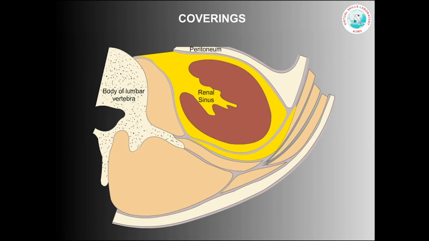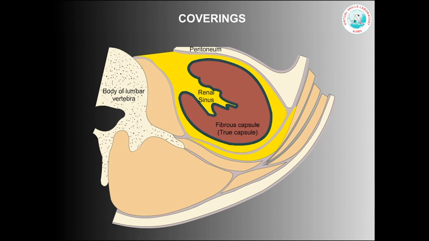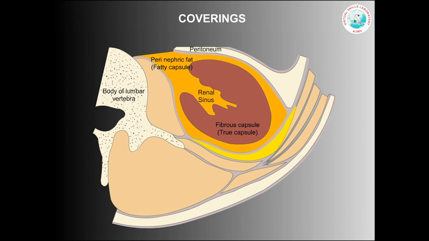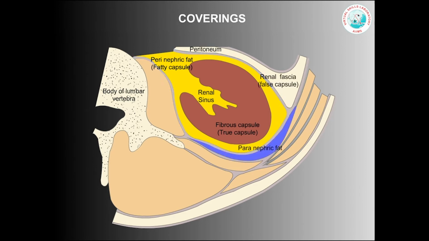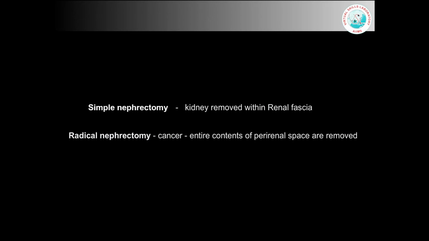The kidney is protected by a fibrous capsule, surrounded on the outside by perinephric fat, followed by the renal fascia, that is the Gerota's fascia, and the paranephric fat. Here it can be remembered that in simple nephrectomy for benign diseases, the kidney is removed within the renal fascia, whereas in radical nephrectomy for cancer, the entire contents of the perirenal space, including renal fascia and paranephric fat, are removed.